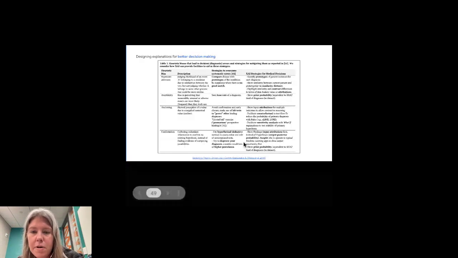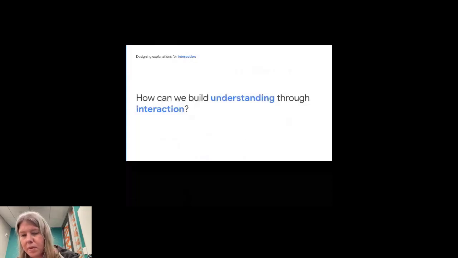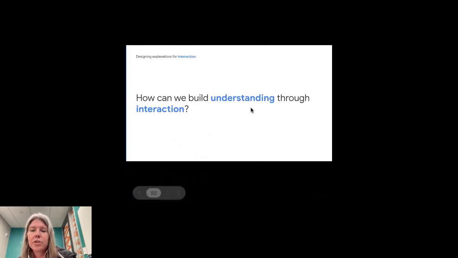And this is just another graphic from that same paper, where here we have all the different biases and the description of them. And then there are techniques for overcoming them. And this is the XAI strategies we have to map back to that. So I think this would be a useful tool for thinking through that. And then also another key component of that, though, is I think we shouldn't lose the word interaction. So how can we build understanding through interaction?